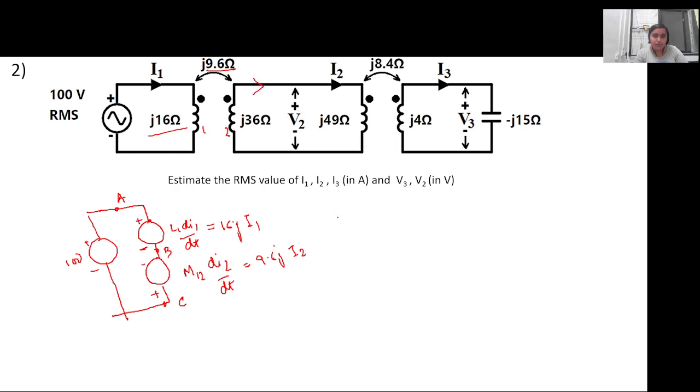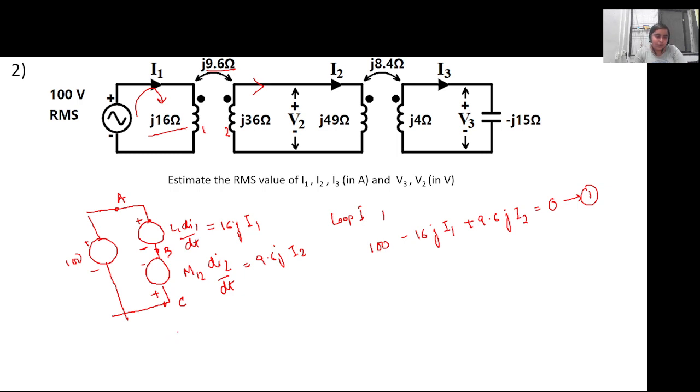So from loop 1 you can write the equation as, if we move along this particular direction, 100 minus 16j I1 plus 9.6j I2 is equal to 0. This is the first equation.